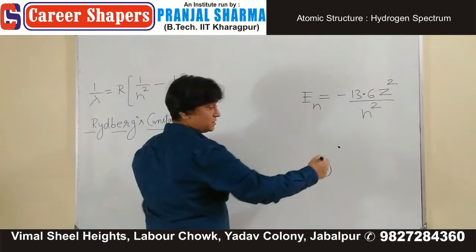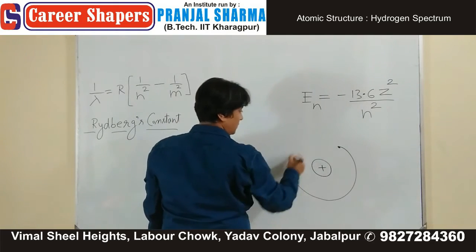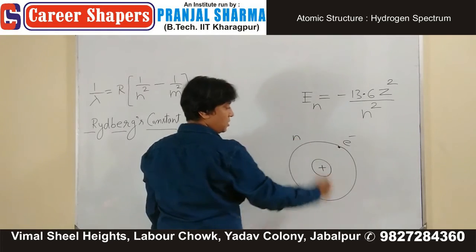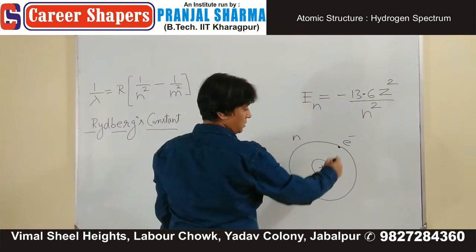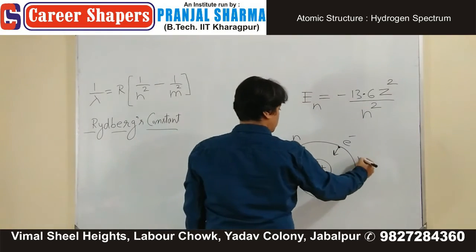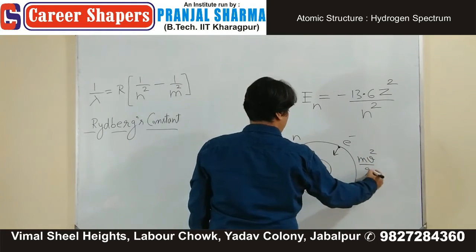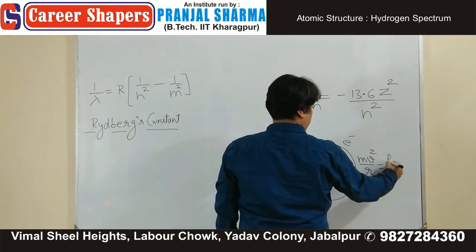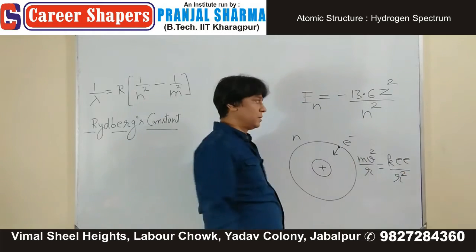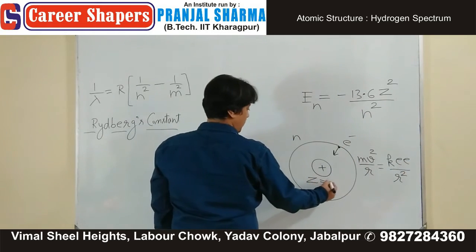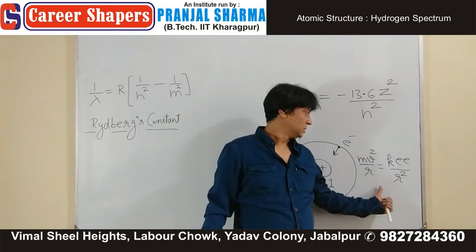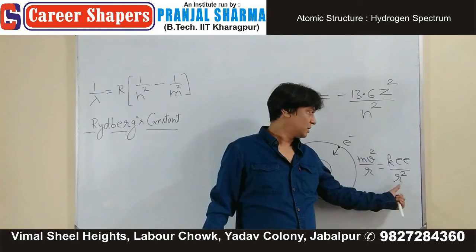We have done all these things and therefore I'll be fast. Electron, proton, nth orbit. Force. The force part gives us mv square upon r equals K times q1 q2 upon r square. You're talking about Z equals 1. Very easy to remember result: mv square upon r equals K e square upon r square.